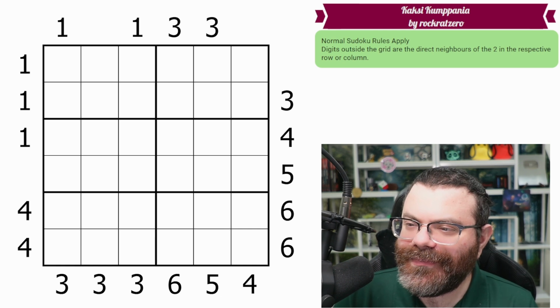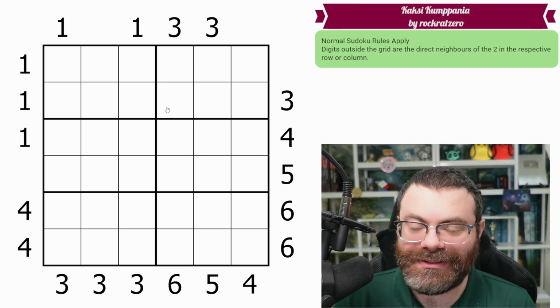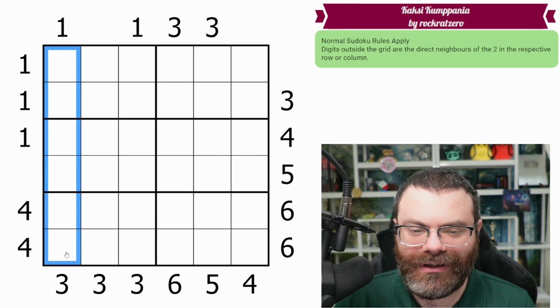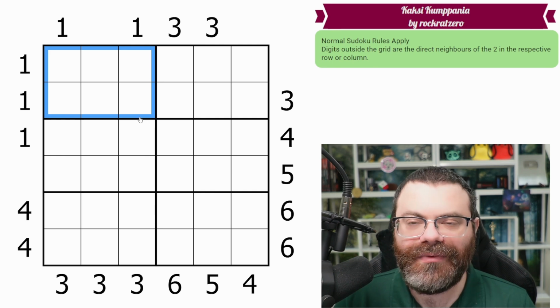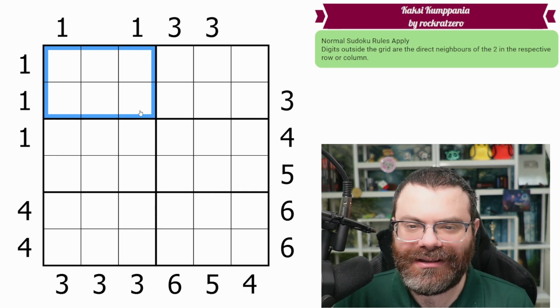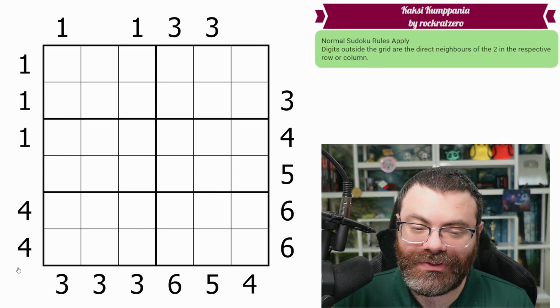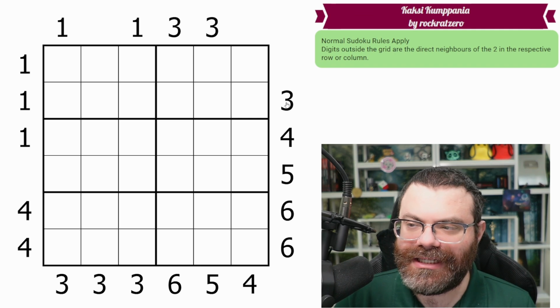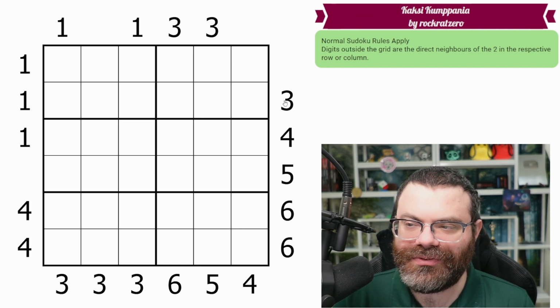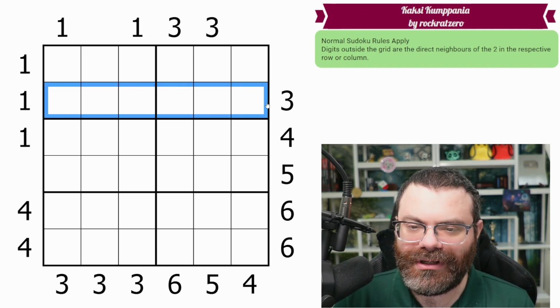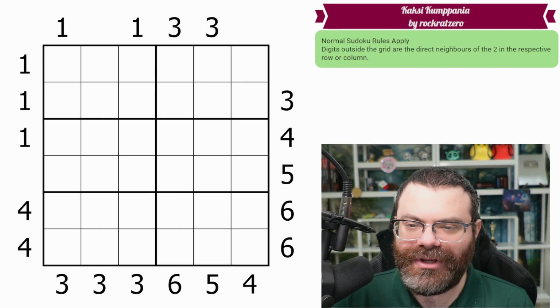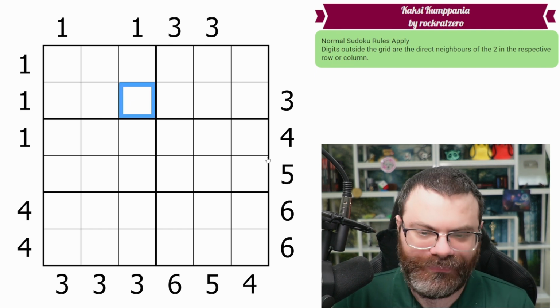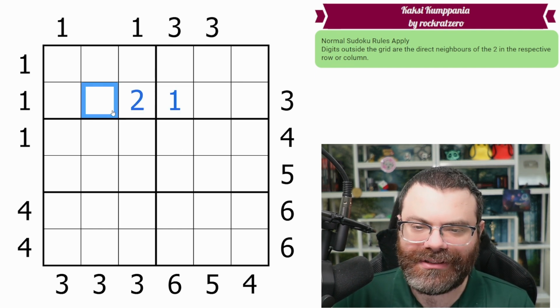All right, so we have normal Sudoku, 6x6 Sudoku rules. So in every row, every column, and every 2x3 box, we are placing the digits 1 to 6 exactly once each. We also have a bunch of clues outside the grid. What these do is they tell you which digit is a direct neighbor of the 2 in its row or column. So this 1 and 3 are telling us that wherever the 2 ends up, there's going to be a 1 on some side and there's going to be a 3 on some side.